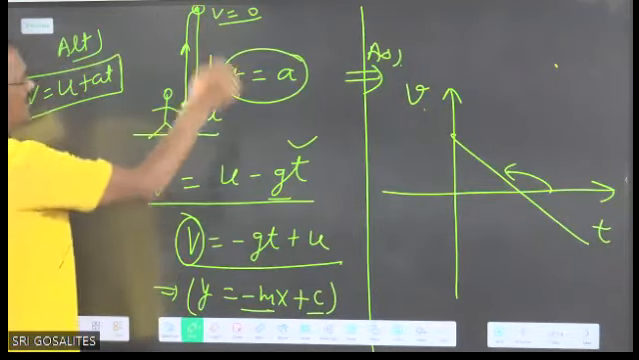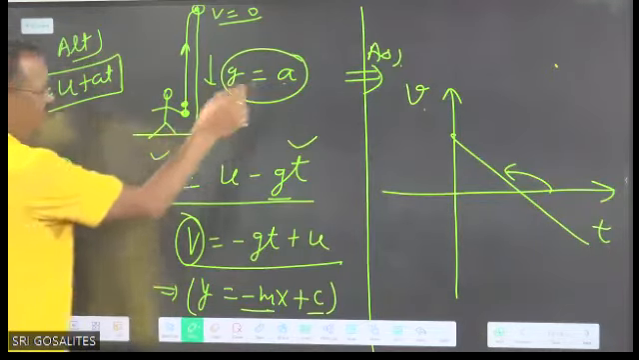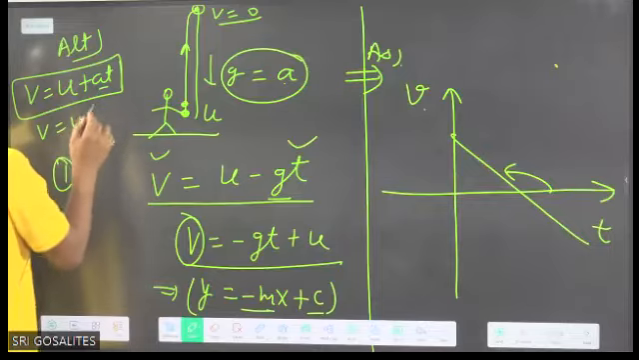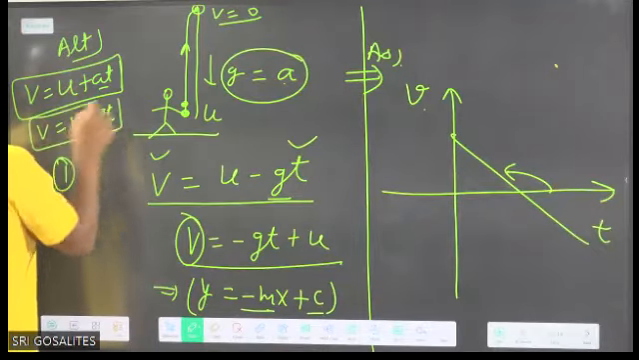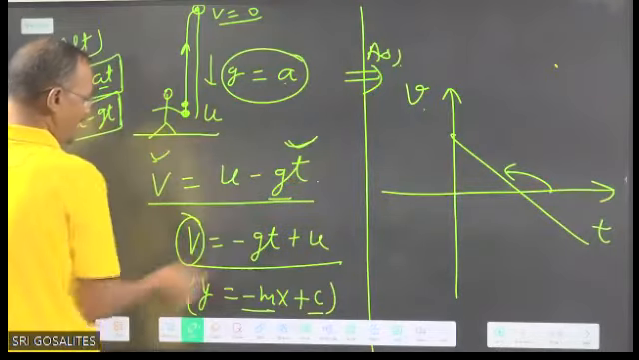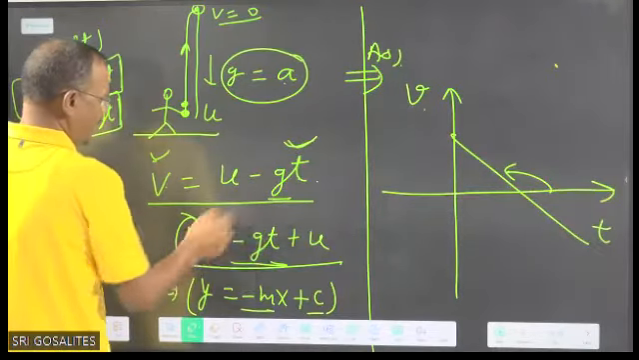Once the body is thrown up, a is g. Or you can say, because g is in the downwards direction, what will a become? Minus g, because it is working like retardation. So it is the velocity after time t. Now v equals minus gt plus u.